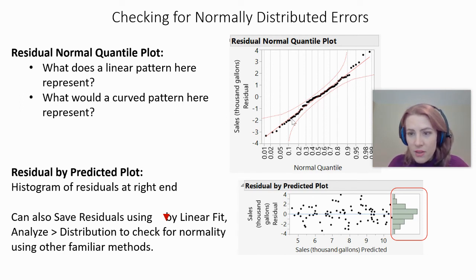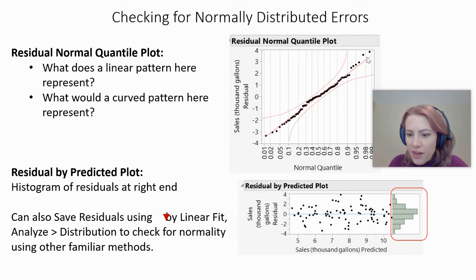In this plot, it looks like the points more or less follow the straight line. They don't curve out of bounds. So I would say a normally distributed population of errors is reasonable based on that pattern. We wouldn't want to see a curved pattern or one where there are points out of bounds.